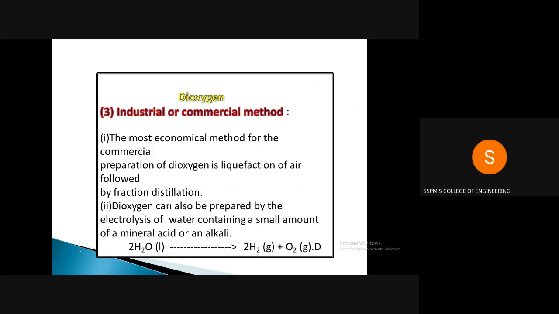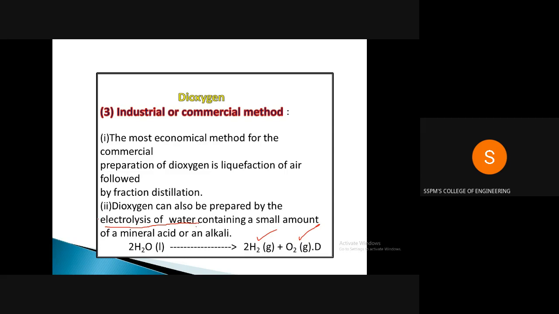Industrial or commercial methods. The most popular method of formation of oxygen is the hydrolysis of water to form hydrogen and oxygen. This hydrogen and oxygen will be collected. Oxygen gas will be collected. These are the products of electrolysis of water containing a small amount of mineral acid or alkali. So dioxygen can also be prepared by the electrolysis of water.